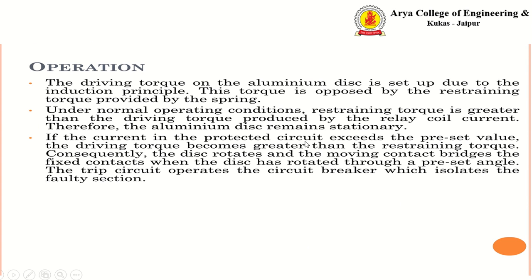If the current in the protected circuit exceeds the preset value, the driving torque becomes greater than the restraining torque. Consequently, the disc rotates and the moving contact bridges the fixed contact when the disc has rotated through a preset angle. The trip circuit operates the circuit breaker which isolates the faulty section.